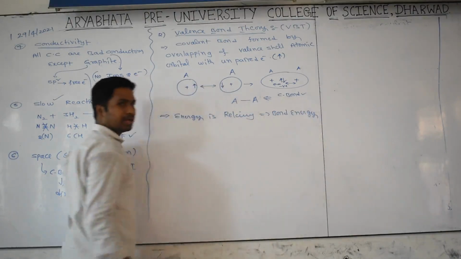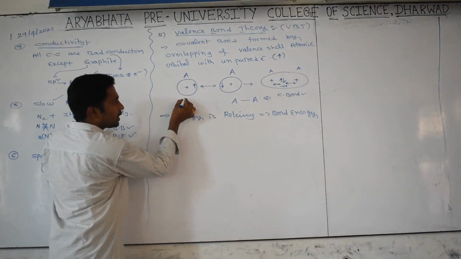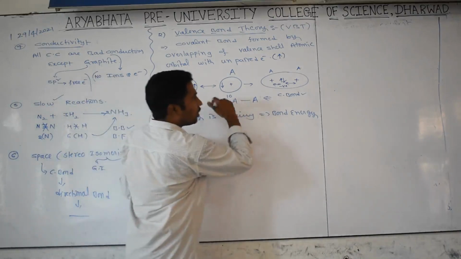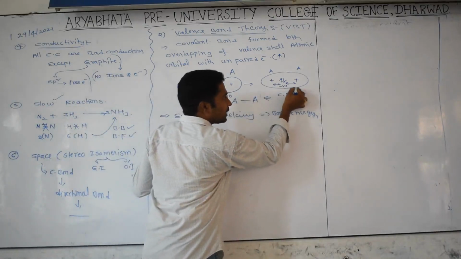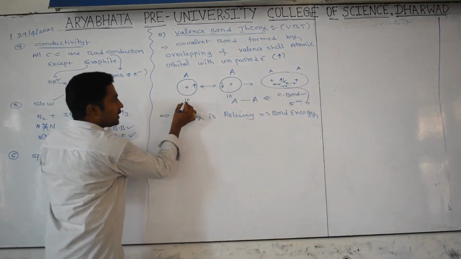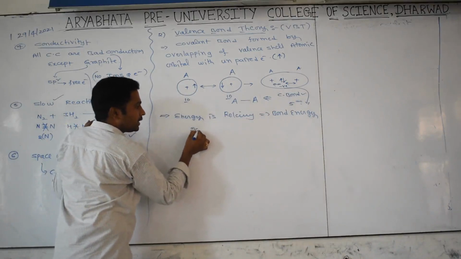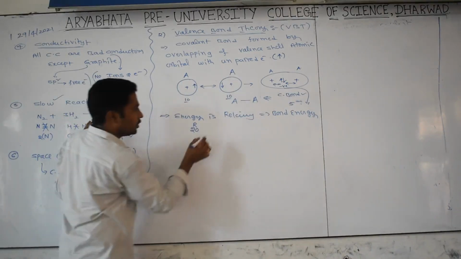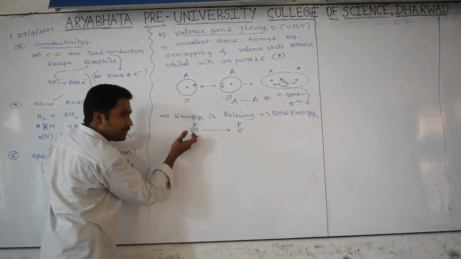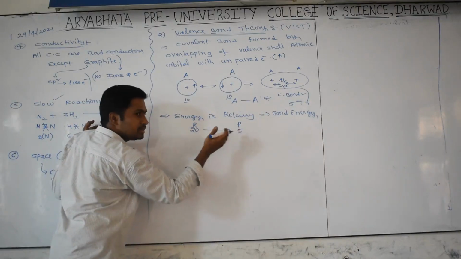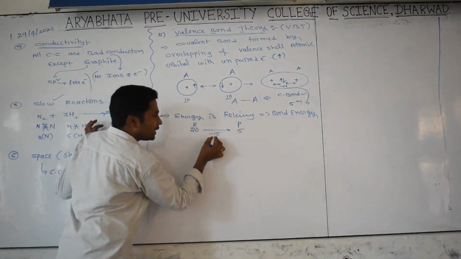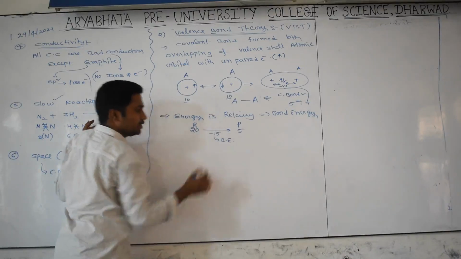Sir, what is the meaning of bond energy? First of all, initially this one has 10 kilocalories of energy and this one has 10 kilocalories of energy. After formation of the chemical bond, the matter has only 5 kilocalories of energy. Initially the reactants have 20, 10 plus 10. After converting into products, it has only 5. So initially we have 20, but finally we have 5, which means energy is released: 15. That energy we call bond energy.